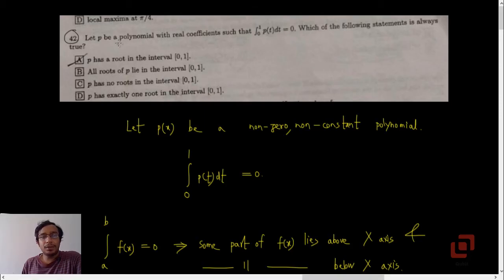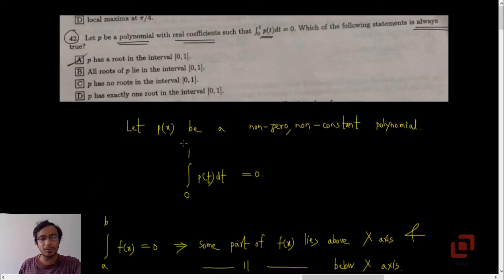Let P be a polynomial with real coefficients such that the integral from 0 to 1 of P of t is 0. Which of the following statements is always true? Option A, P has a root in the closed interval 0 to 1. Option B, all roots of P lie in the closed interval 0 to 1. Option C, P has no roots in the closed interval 0 to 1. And option D, P has exactly one root in the closed interval 0 to 1.